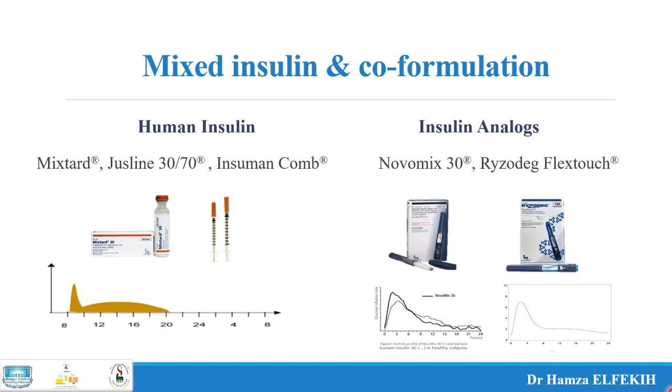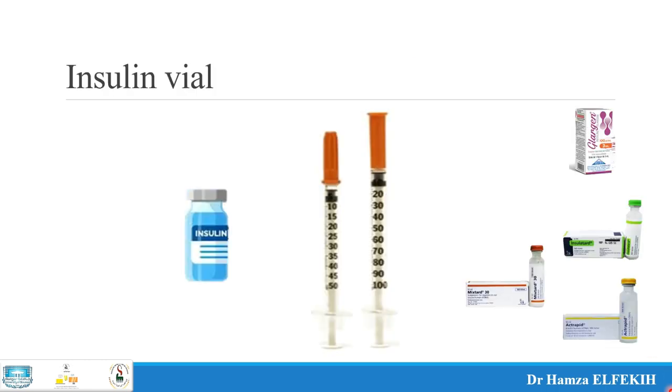For insulin analogs, we have Novomix, which is biphasic aspart, and we have Ryzodeg, which is a co-formulation of insulin aspart and insulin degludec, and we see that we have insulin in our body for more than 24 hours in this case. For insulin vials, in Tunisia, we have the 3 types of human insulin contained in vials, and we have only glargine, which is a long-acting insulin analog, contained in a vial.